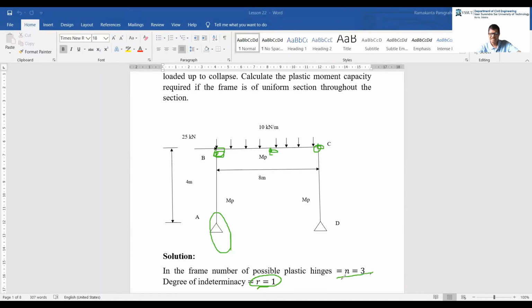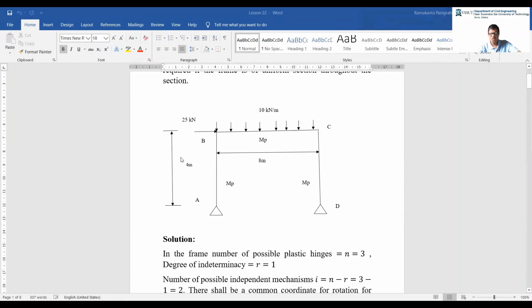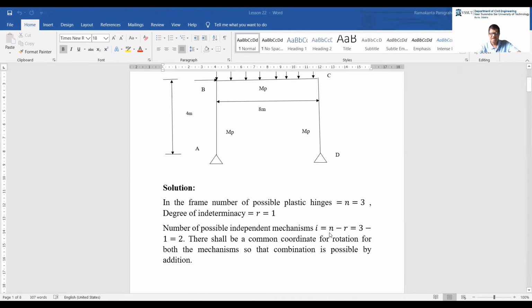Number of plastic hinges: no plastic hinge will form at A and D because both are hinged. Already they are hinged, moment 0. There is no plastic hinge that will develop at joints A and D. Now with this, we'll try to find out the values from the mechanisms. So there will be two independent mechanisms, since n minus r is equal to 2. One mechanism will be the beam mechanism, the other will be the sway mechanism.